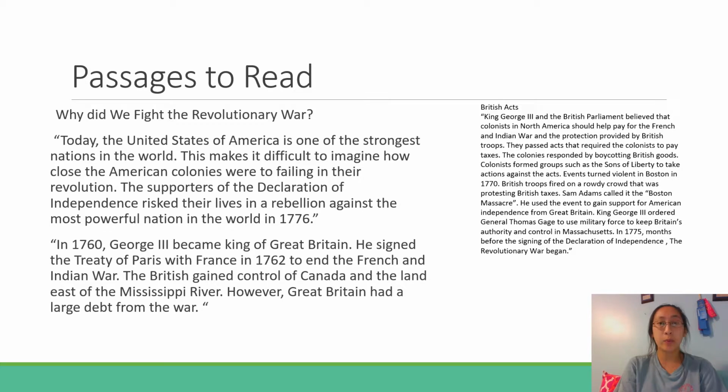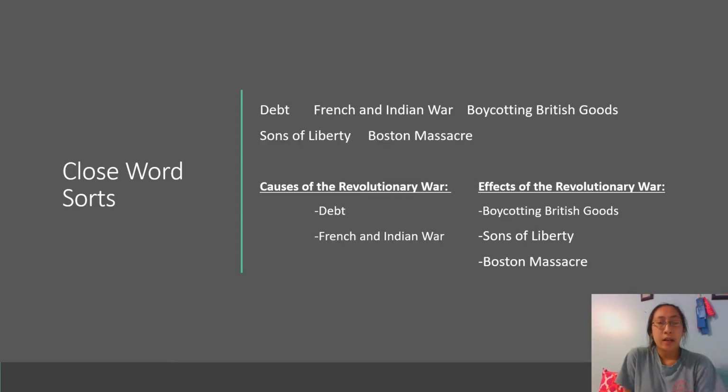Alright, now that I read it once to you guys, I want you guys to read the passages independently. Alright, so we're going to do a closed word sort with the vocabulary words at the top in the word bank. A closed word sort is that the teacher decides what categories you're going to put the vocabulary words in, and I chose causes of the Revolutionary War and the effects of the Revolutionary War. Of course, you would do this independently before, and then we'll go over it as a class.